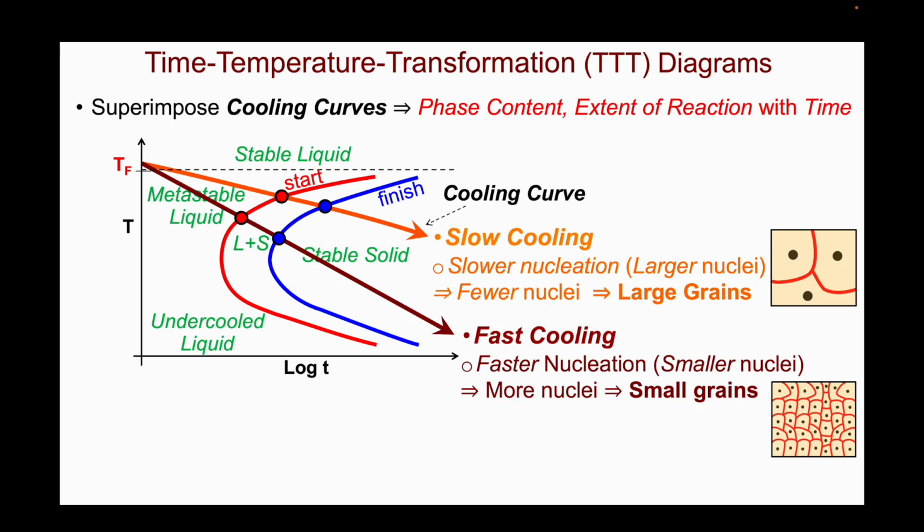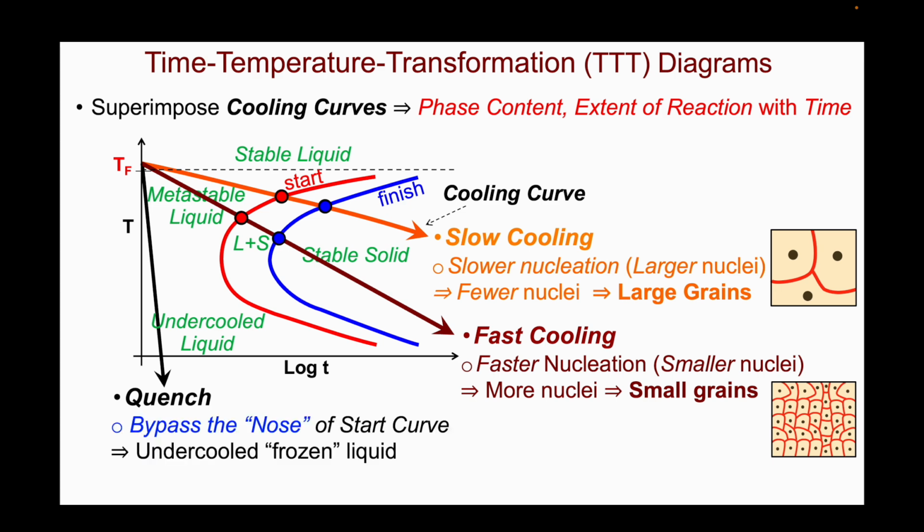What will happen if we cool a sample so quickly, which is called quenching, that it bypasses the nose of the C-curve? Now the undercooled liquid is frozen. Even with time, the nuclei can never reach a critical size, and crystallization will not take place at all. So what is this? It's a glass, or an amorphous solid, i.e. a frozen liquid.